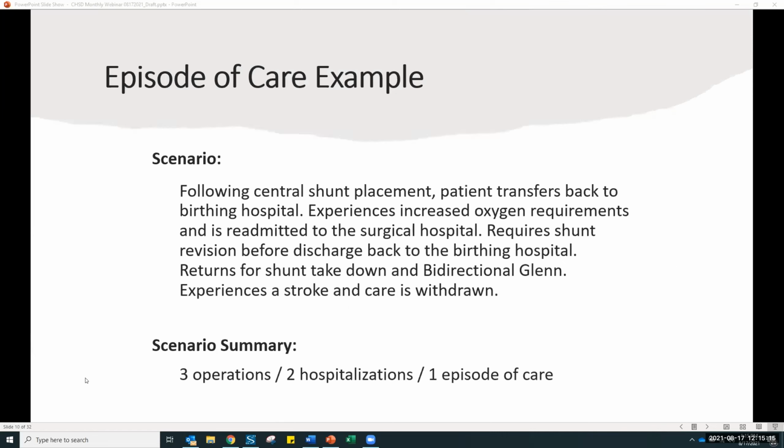Okay, next slide. So I want to provide an example of where in real life we might see something like this come into play. The scenario is: following central shunt placement, a patient transfers back to the birthing hospital. They then experience increased oxygen requirements and are readmitted to the surgical hospital. They require a shunt revision before discharge back to that original birthing hospital. But they then return for shunt takedown and bidirectional Glenn procedure. Unfortunately, following their Glenn, they experience a stroke and care is withdrawn. So as you can see in this scenario, this patient has 3 cardiac surgery operations. They had 2 hospitalizations and 1 episode of care.